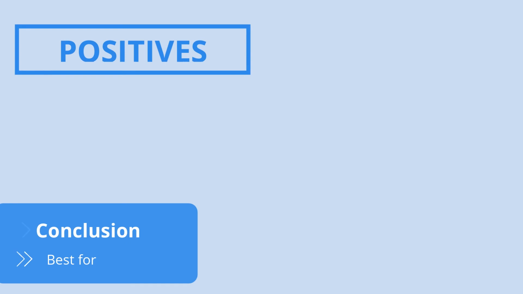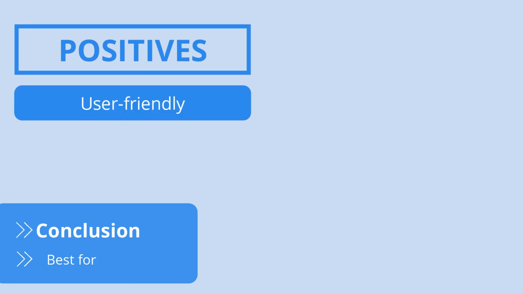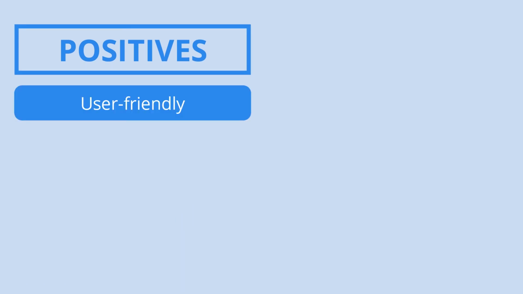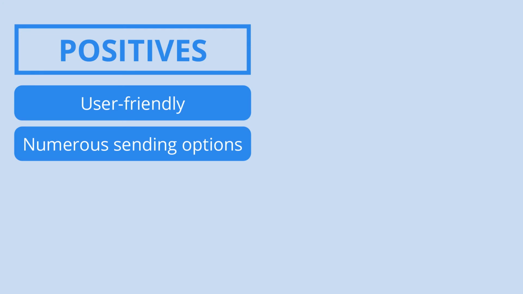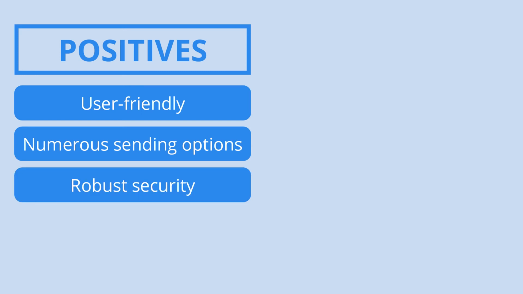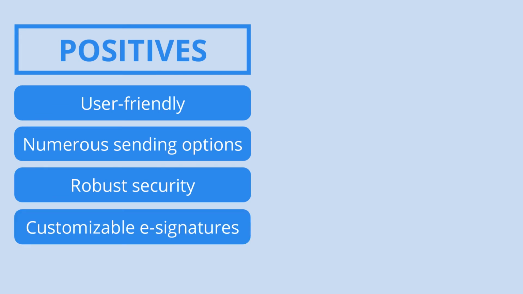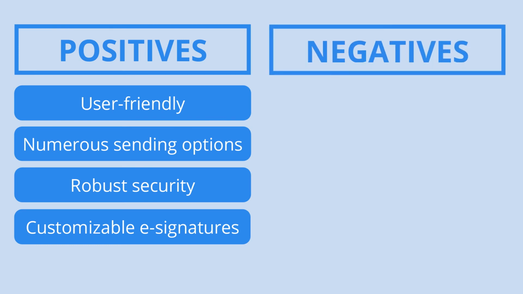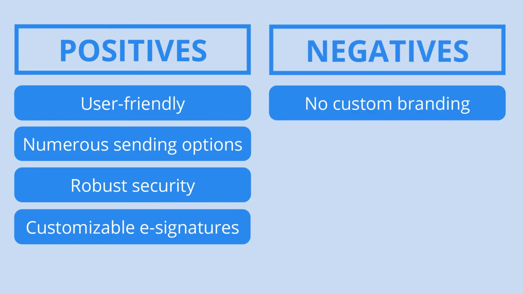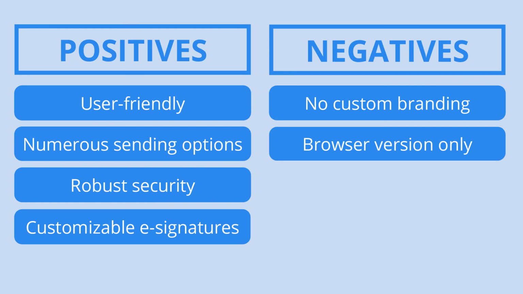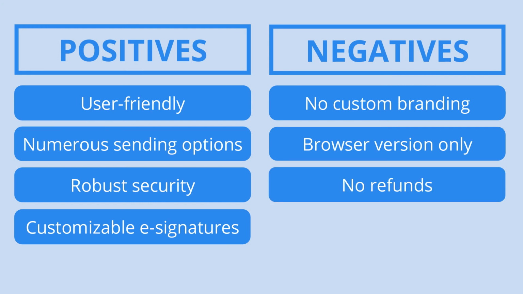jSign sticks to its word and delivers a user-friendly electronic signature service. Being able to send documents to multiple recipients is helpful, just like inviting more signers and setting signing orders, deadlines, and reminders. You'll also be left in no doubt that jSign's robust security protects your data. Although you can easily adjust a document to your taste with customizable signatures, jSign would benefit from allowing custom branding. Moreover, a desktop and a mobile app would come in handy, and it's also unfortunate that the company doesn't offer any refunds.